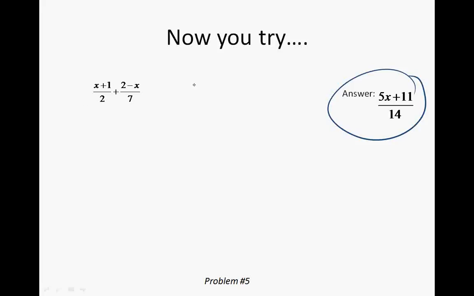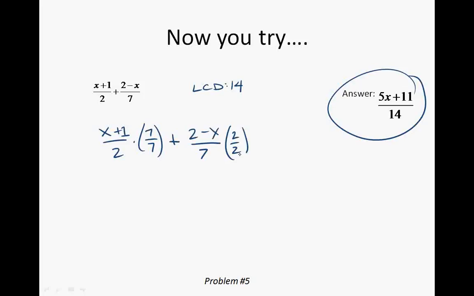2 and 7 have a least common multiple of 14, so that also means my least common denominator is going to be 14. So I'm going to multiply (x plus 1) over 2 by 7 over 7, plus (2 minus x) over 7 by 2 over 2, and don't forget that you're distributing, so putting parentheses around those numerators helps.